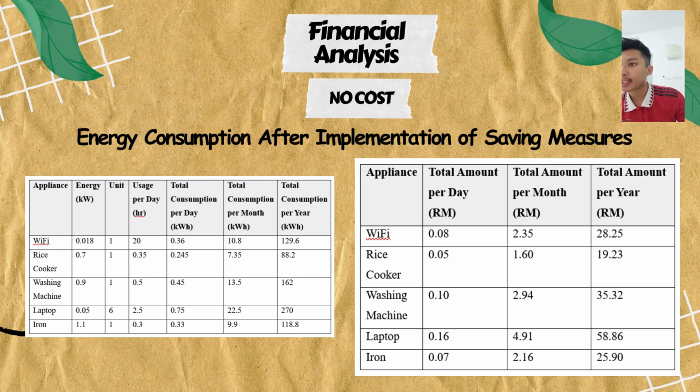Next, washing machine. We have reduced it to just 0.5 hours per day, which is around 3 hours a week. We reduce this by only washing full loads. Each person in the household will not go more than 1 cycle, so around half an hour per person. This totals up to 35 ringgit 32 cents of consumption per year.